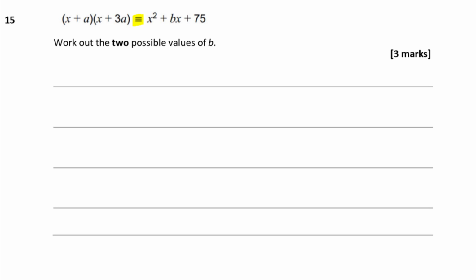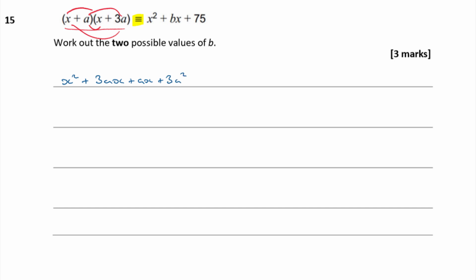Okay, so I think what we're going to do is simplify this bit on the left by multiplying out the brackets, so we can compare what we've got a little more easily. Let's work on the left hand side to start with. Using FOIL, which is first, outside, inside, last, I'm going to multiply those various things together. So x times x is x squared. x times 3a is 3ax. a times x is ax, and a times 3a is 3a squared.